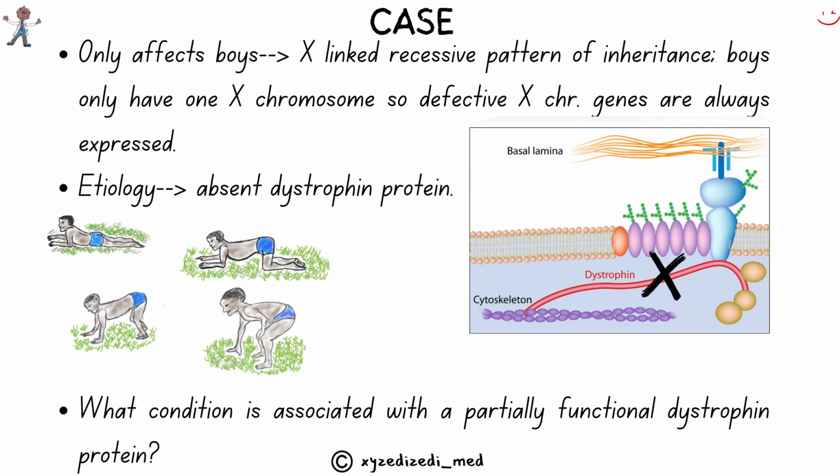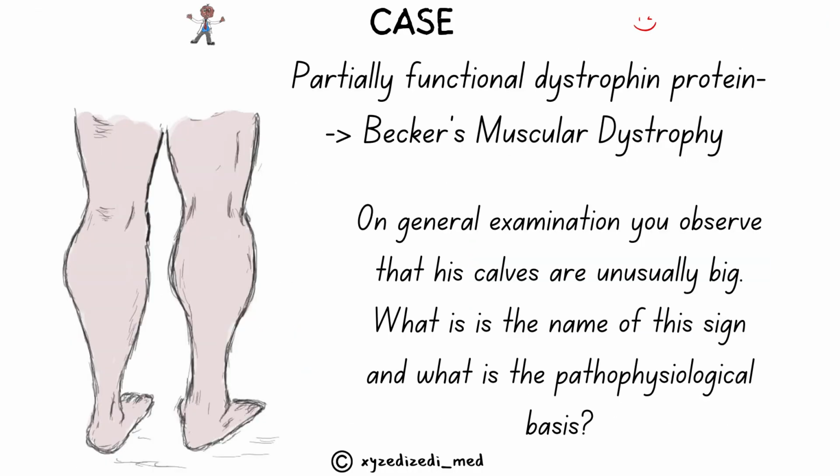What condition is associated with a partially functional dystrophin protein? Pause here and attempt the question. A partially functional dystrophin protein is associated with Becker's muscular dystrophy.